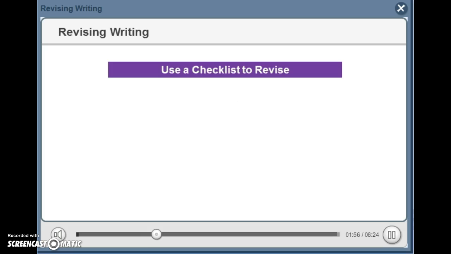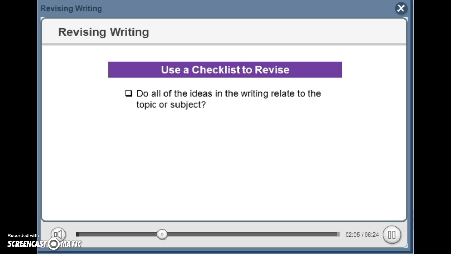Let's take a look at some items on a checklist to see how they can help writers improve their work by revising and editing. Do all of the ideas in the writing relate to the topic or subject? This question helps writers look for ideas that don't belong. Look at your draft to see if you can find things that don't belong and take them out. Taking them out focuses the writing.